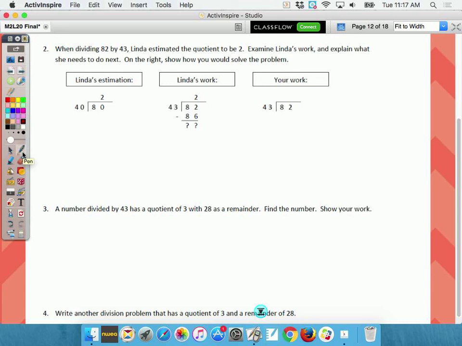When you looked at Linda's work, what did you notice? We saw that 43 times 2 is 86, which is higher than the dividend. That's right, so 86 is too large. Did everyone else decide that? Okay, so instead of a 2, what should we try here? A 1. Okay, so 43 times 1. Go ahead and give that a try and see what you come up with.